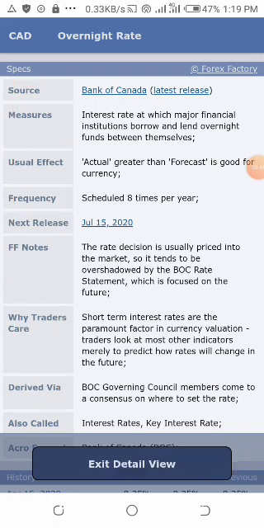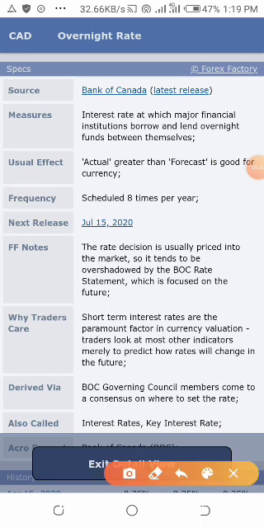interface on it. The source tells you Bank of Canada. What this news is measuring is interest rate. Actual effect, it gives you frequency, how often it is released. They said it's 8 times annually. The next release is on July 15.